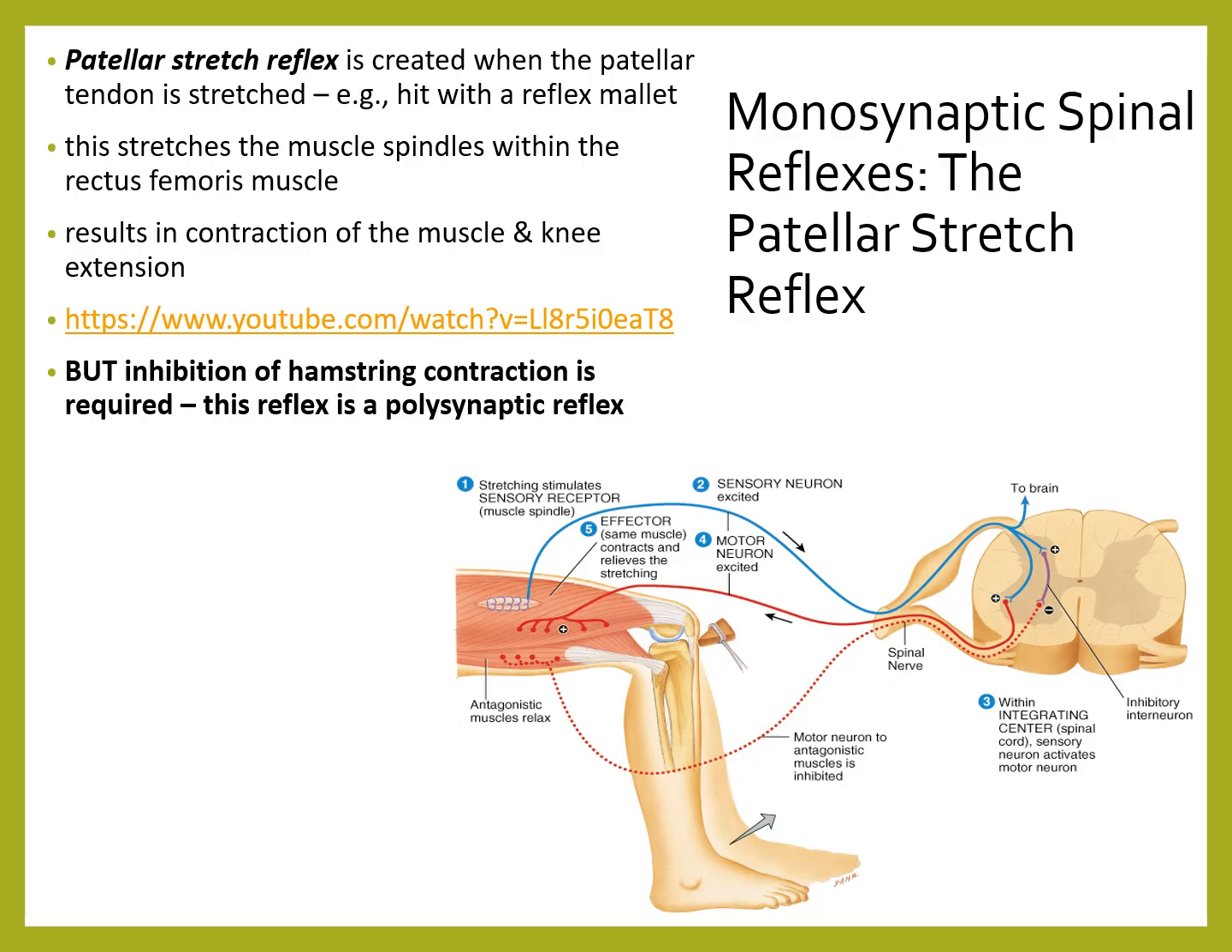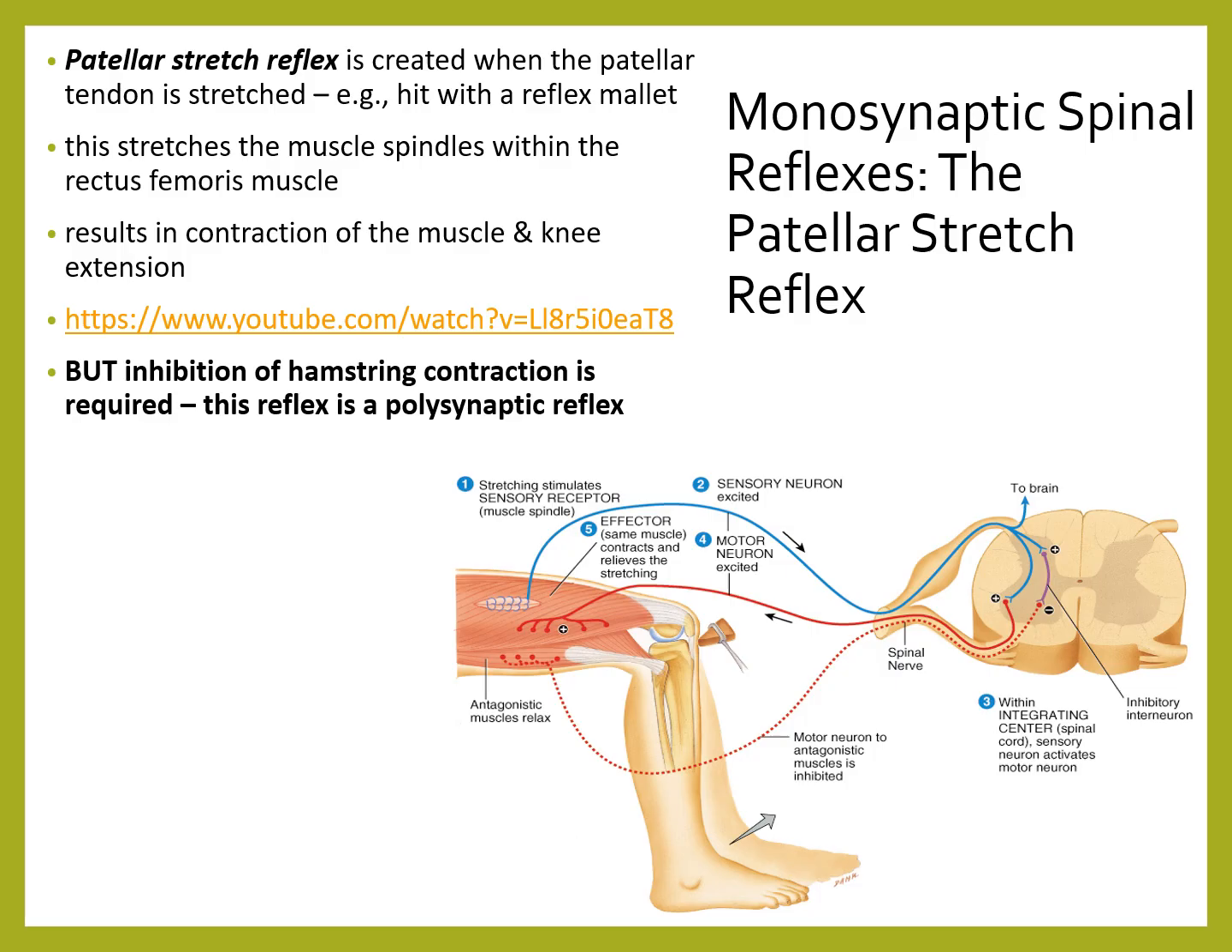Perhaps the most well-known and well-described stretch reflex is that of the patellar stretch reflex. This reflex is created when the patellar tendon is stretched, perhaps by hitting it with a reflex mallet. The stretching of the patellar tendon is going to stretch muscle spindles located within the rectus femoris muscle. And this sensory input is going to go directly out as a motor command to the rectus femoris, causing it to contract, and the knee will extend.